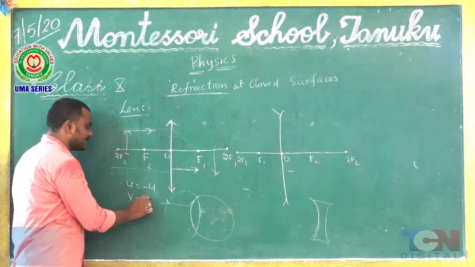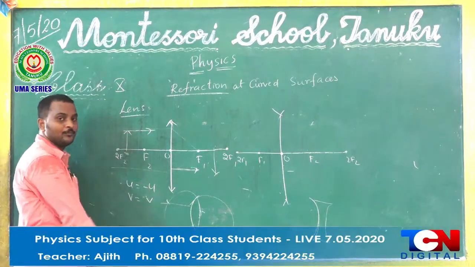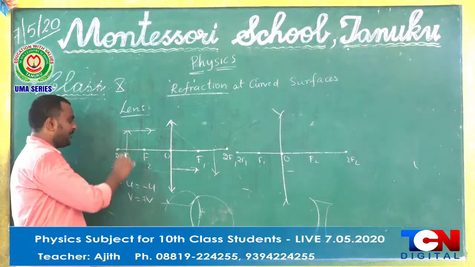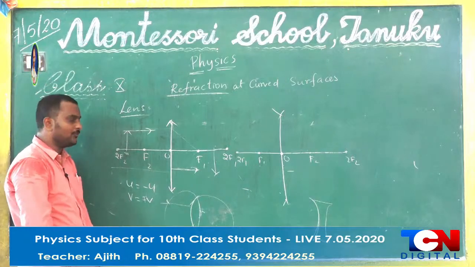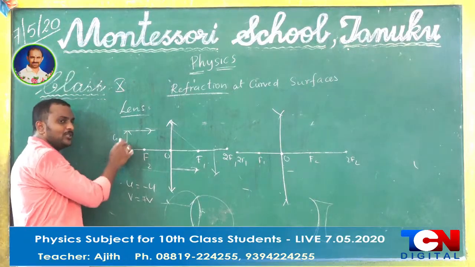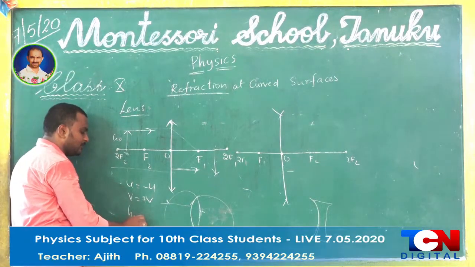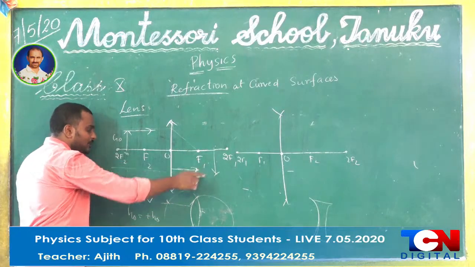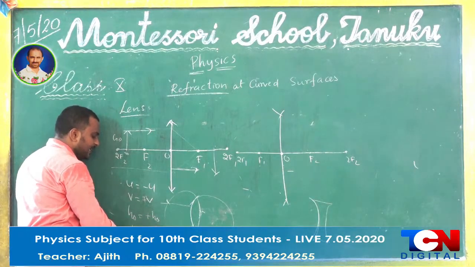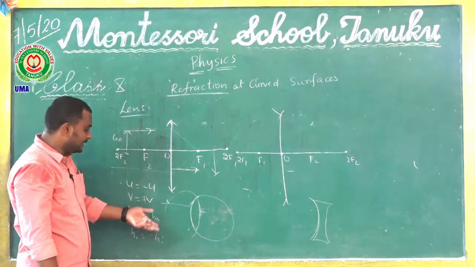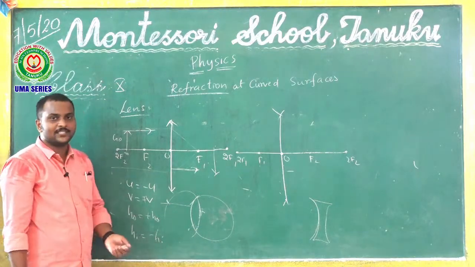So the image distance is positive, and if I want the height of the object, I am measuring above the principal axis. So the height of the object is positive, and below the principal axis the height of the image will be negative. So these are the sign convention rules.